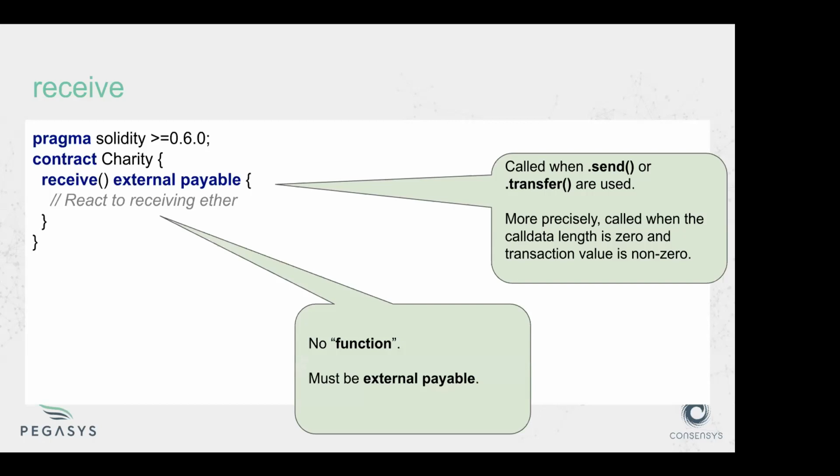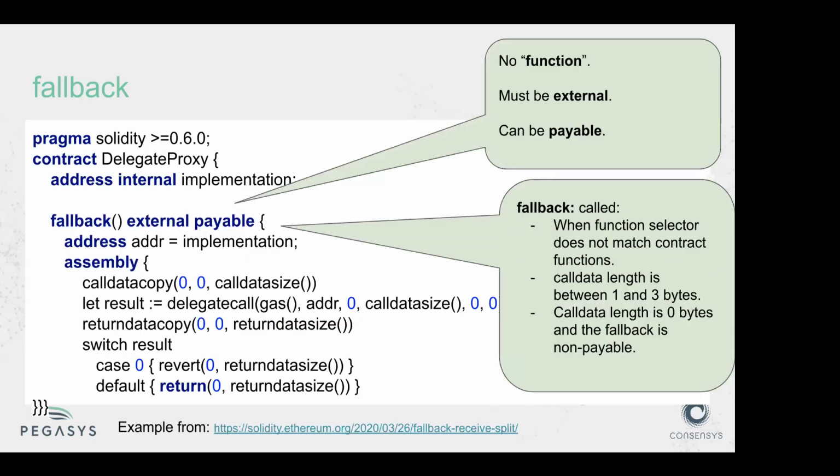There's also fallback. And so fallback is the fallback function. And again, there's no function keyword, it's just fallback. It must be external. It can be payable, so it doesn't have to be payable. And so the code gets called essentially if the function selector supplied doesn't match any function selector in the contract, or if the call data length is less than 4 bytes, but it isn't 0 bytes.